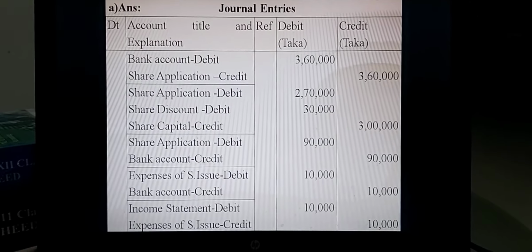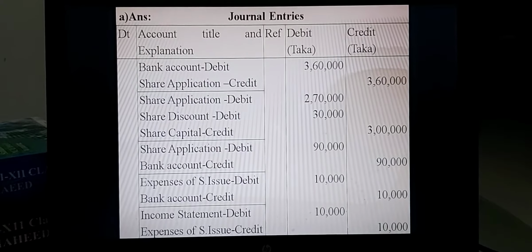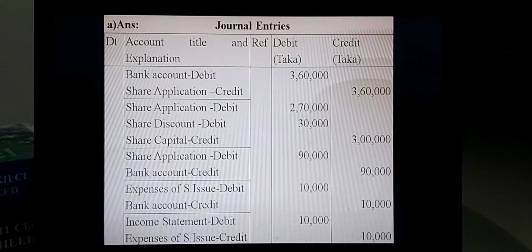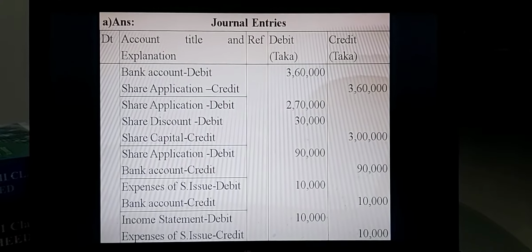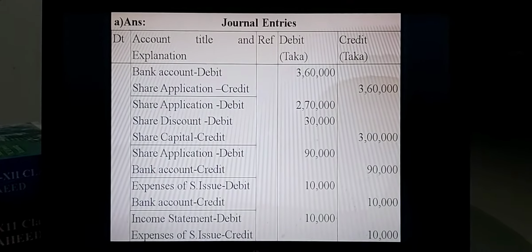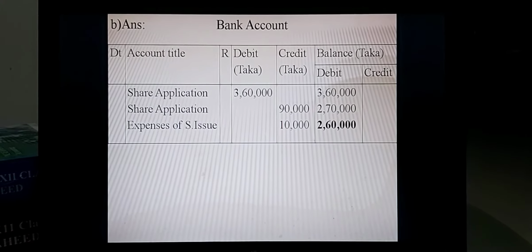Okay, totally 5 journals are available in this creative question. I think you have finished requirement A. Now you can go to requirement B, prepare a bank account.